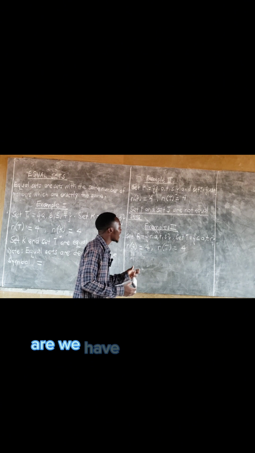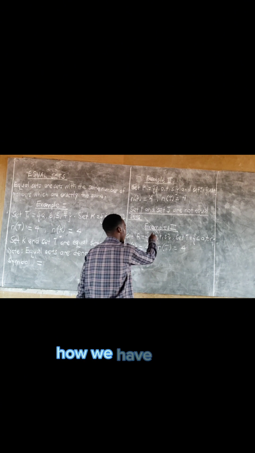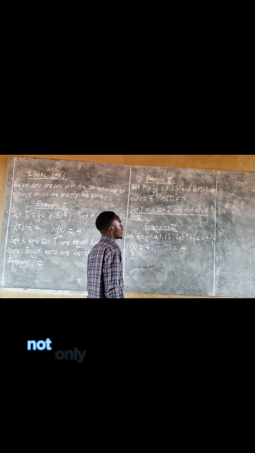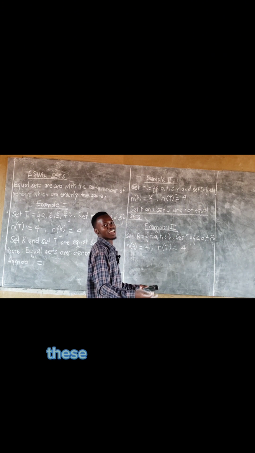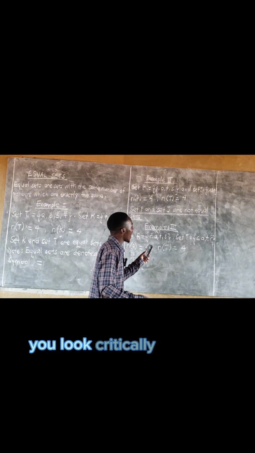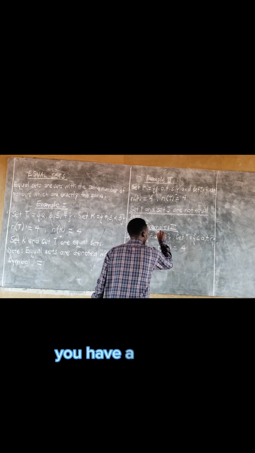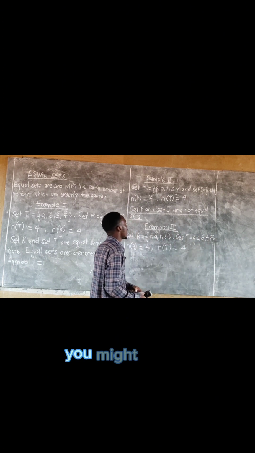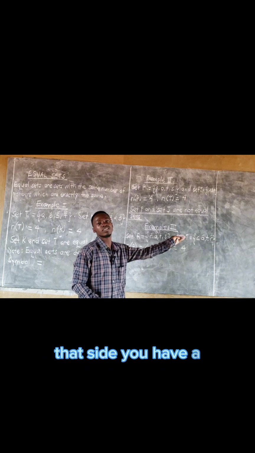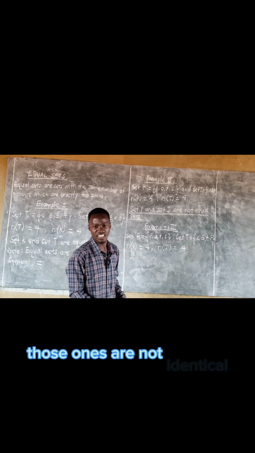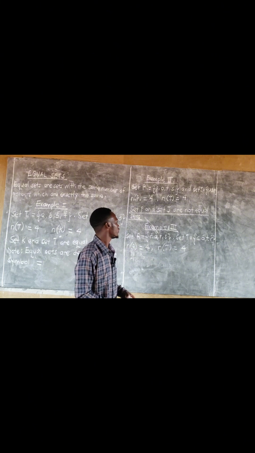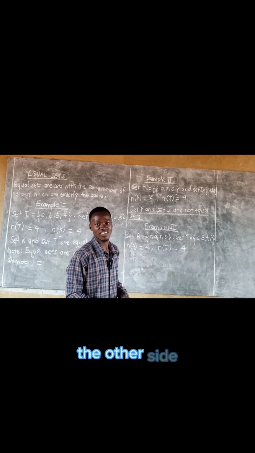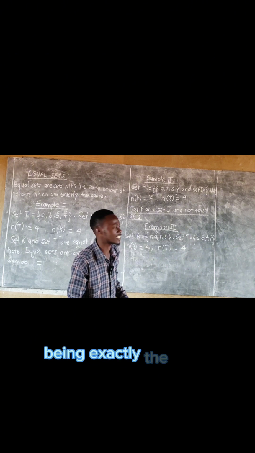Do we have identical twin elements? We have R here. Do we have R this side? Yes, we have R. Not only having one element and you say these are the same. No, you look critically at all the elements. Do you have A? A is here, and this A is the same as this A here. You might have A which is small, and that side you have A which is capital. Those ones are not identical. They are not exactly the same. If it is capital A this side, it also must be capital A the other side. That is what we call being exactly the same.